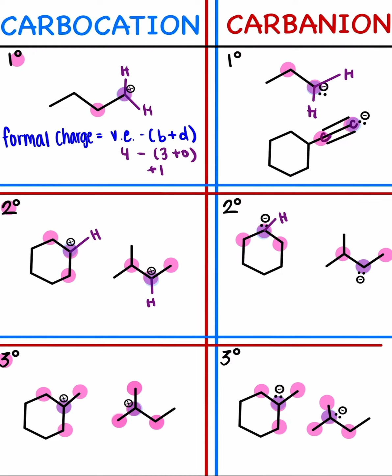In another video, I'm going to be talking about allylic carbocations. Actually, yeah. So the allylic carbocations are more stable than tertiary carbocations. So keep that in mind. If you're only talking about primary, secondary, tertiary, then tertiary is the most stable. If you're talking about primary, secondary, tertiary, and allylic, then allylic is the most stable.